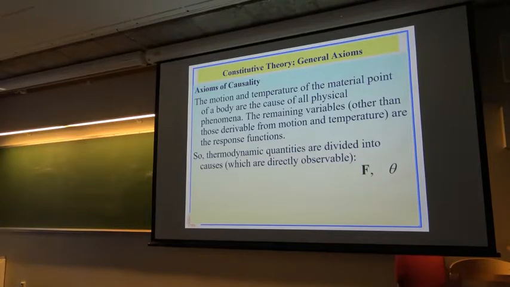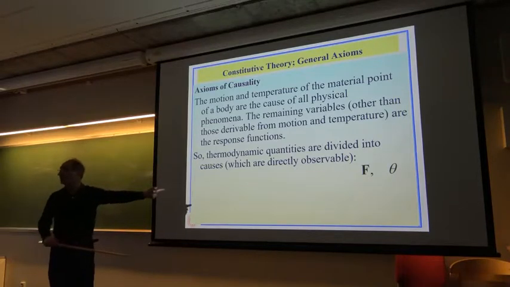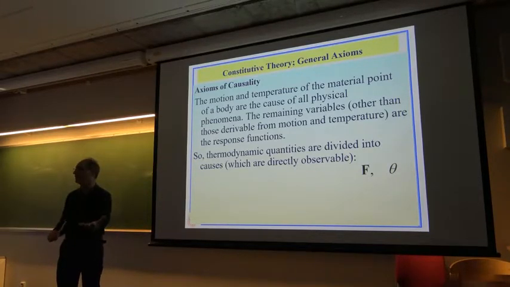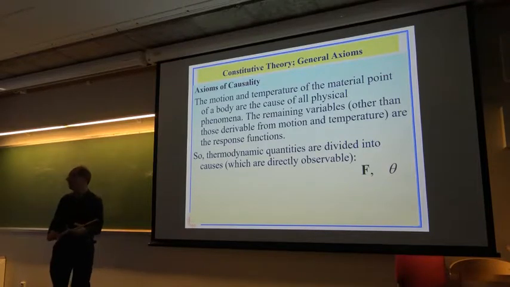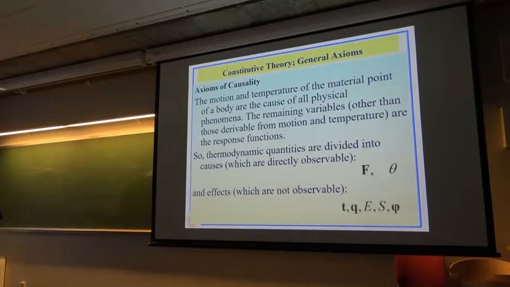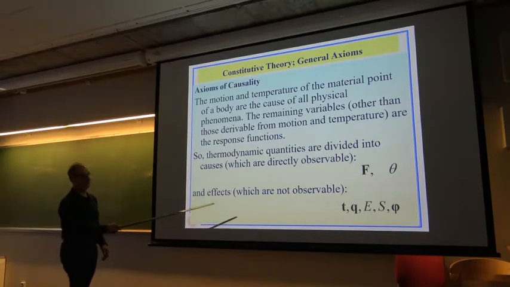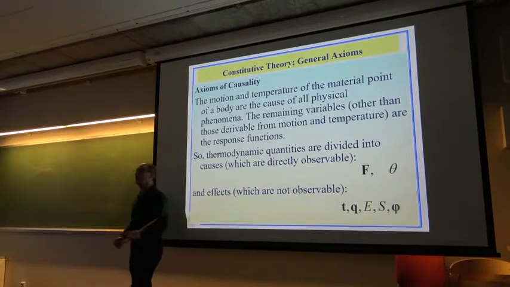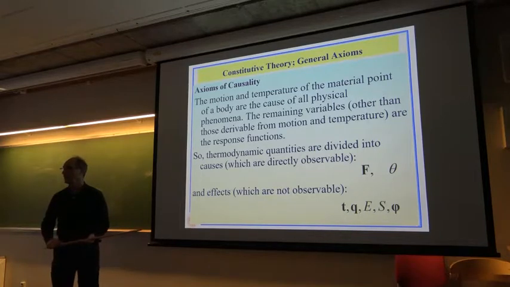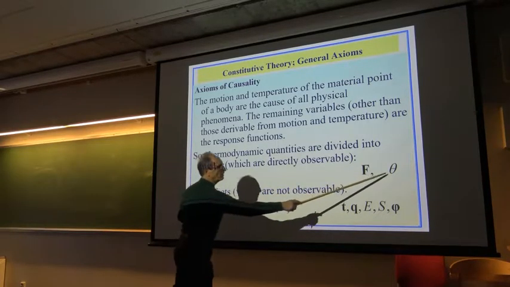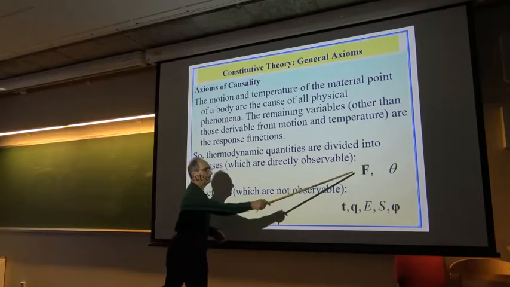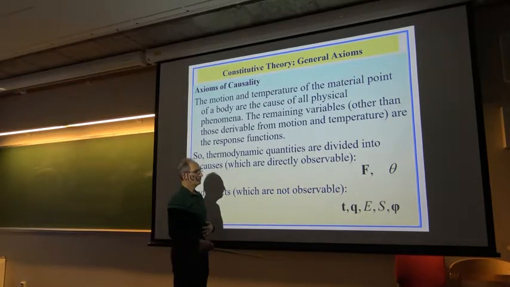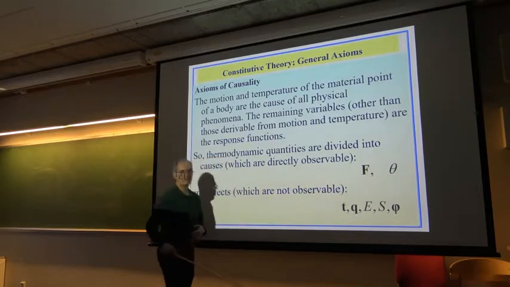The response function. So we identify this F and theta as the causes, which is also interesting. These are usually what we can observe with our senses and instruments. We can measure them and quantify them. And then all the others, which are stress tensor, heat vector, internal energy, internal entropy, and the flux of entropy, are effects. Theta is the temperature, no? Theta is temperature, yes, I'm sorry. And F is the motion. Okay, so these are determined by those. That's the causality.